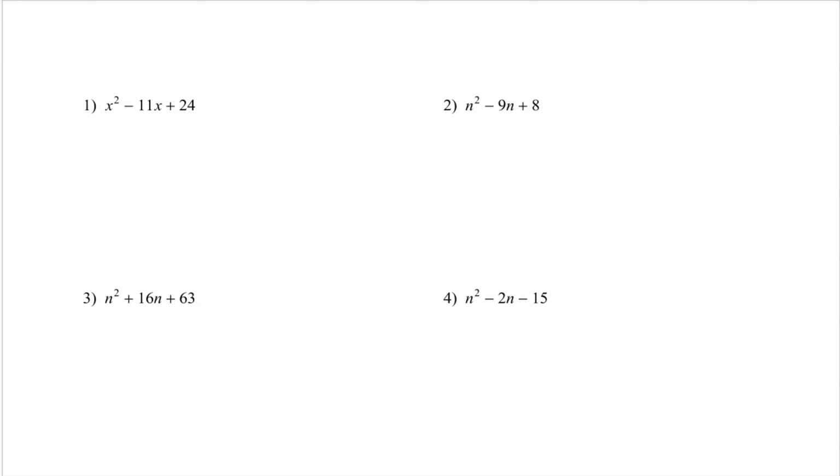In this video, we will be going over how to factor quadratics that have a leading coefficient of 1. Just as a reminder, a quadratic is something of the form ax squared plus bx plus c. And in this case, a is what we refer to as the leading coefficient. So if we look down at example 1, it says x squared minus 11x plus 24.